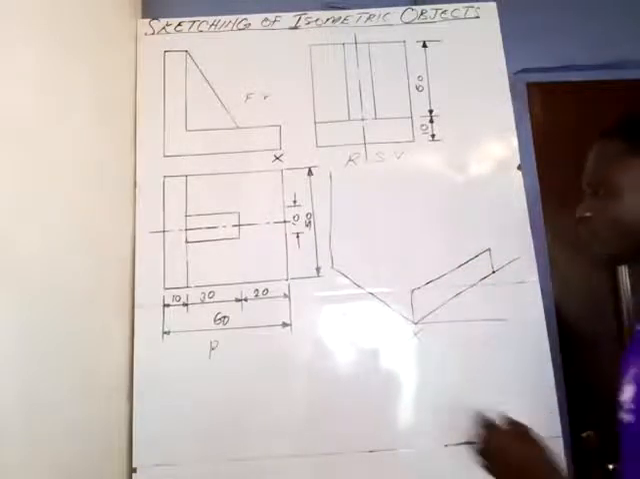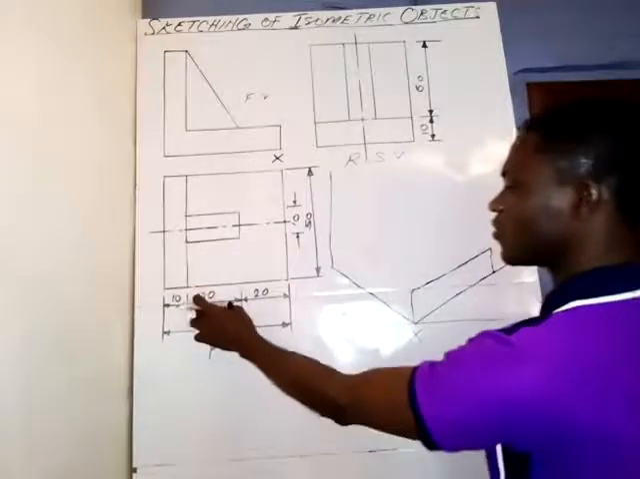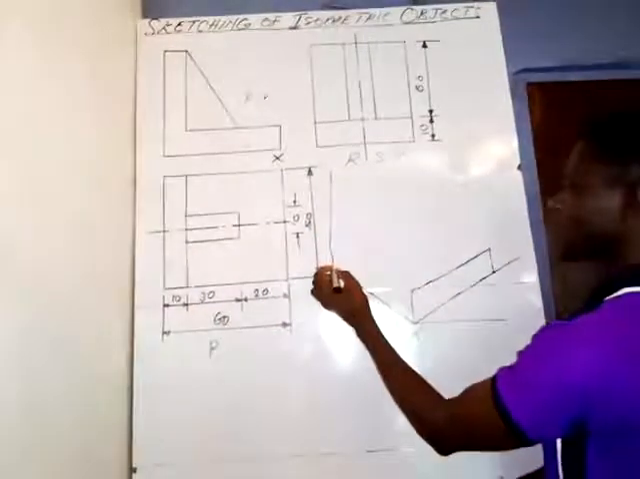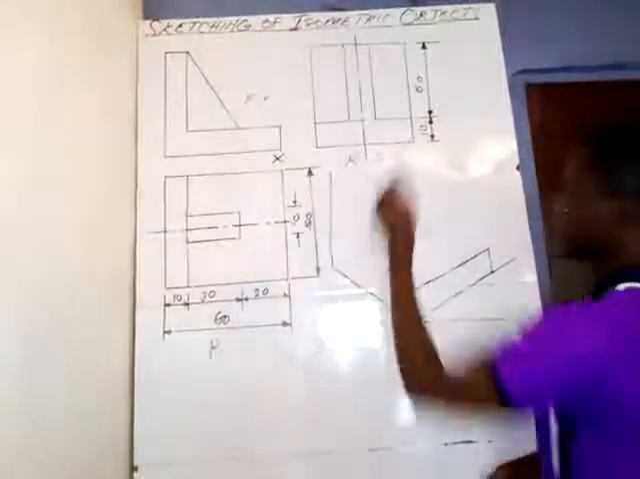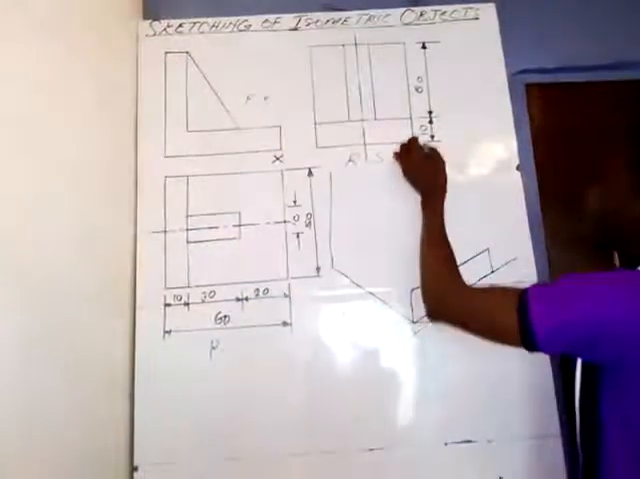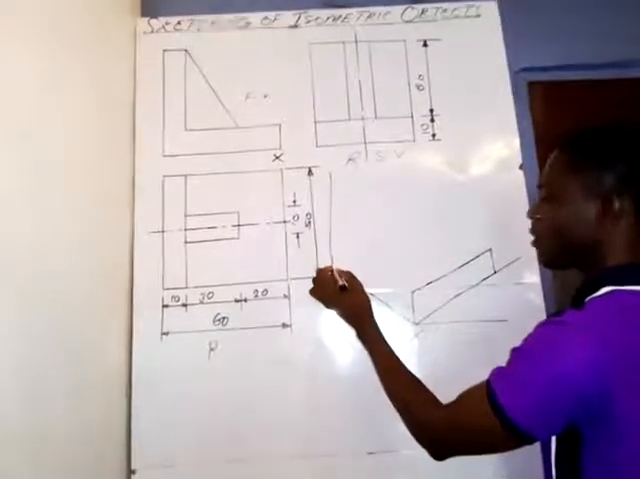Okay, then we have the distance from here to here is 50 millimeters. But before that, take a measurement. From here to here, that's the distance that we have here, which is 70 millimeters. So take a measurement of 70 millimeters with your ruler on this line.